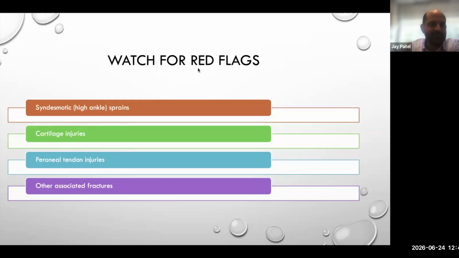Watch out for these red flags that we talked about: syndesmotic high ankle sprain, cartilage injuries, peroneal tendon injuries, the Maisonneuve fractures in particular. And if any concern, you can refer them to orthopedics or get an MRI and refer them afterwards. I'm personally okay with either way, but depending on the orthopedic surgeon or the community that you work with, they have certain preferences, and it's always important to find those out.